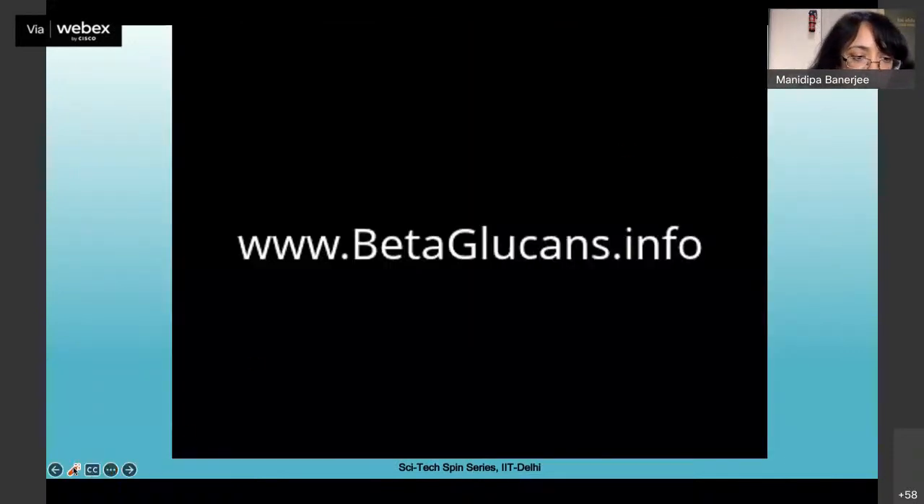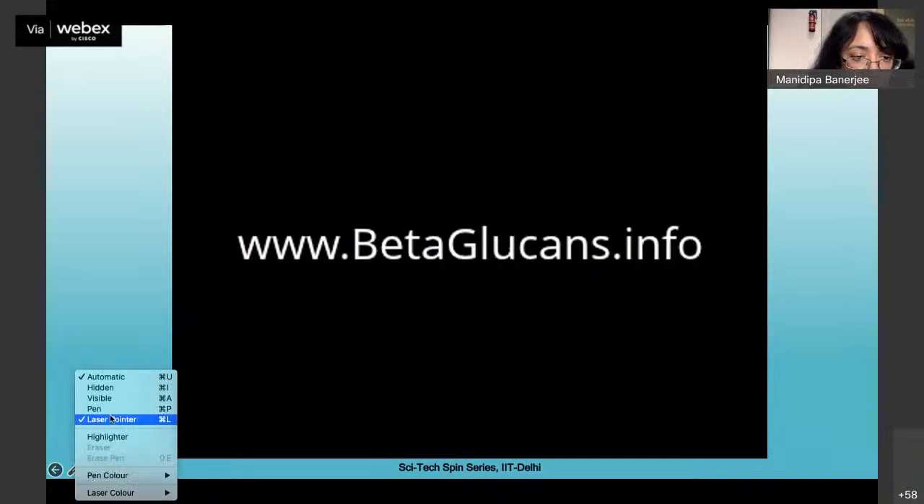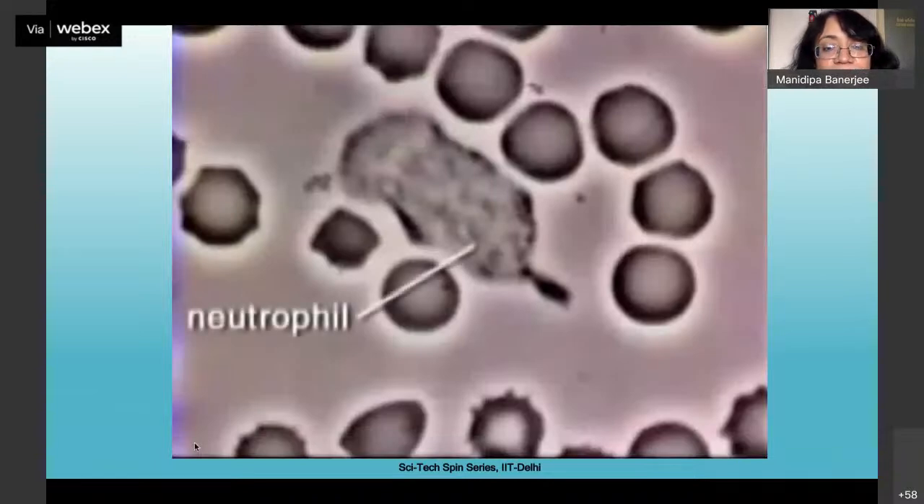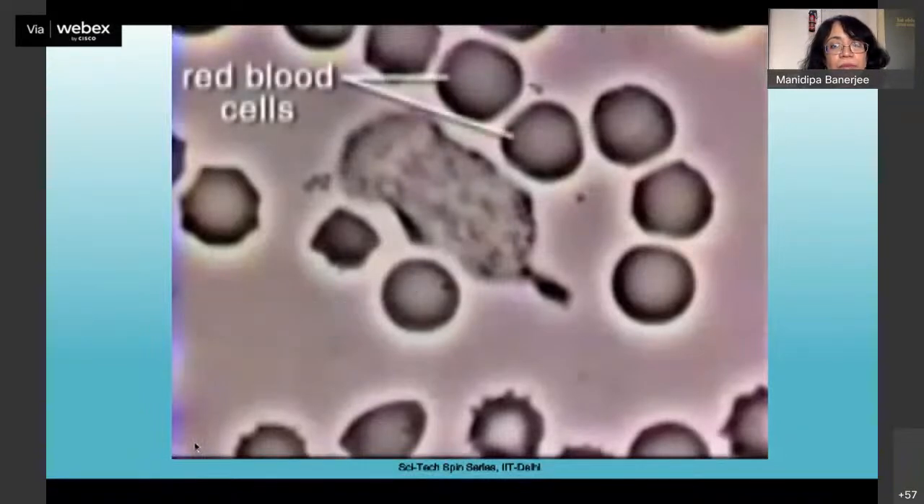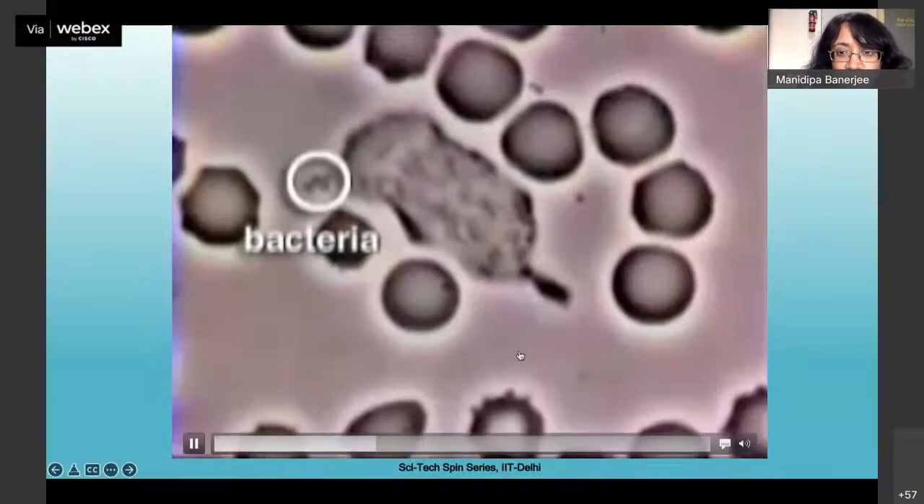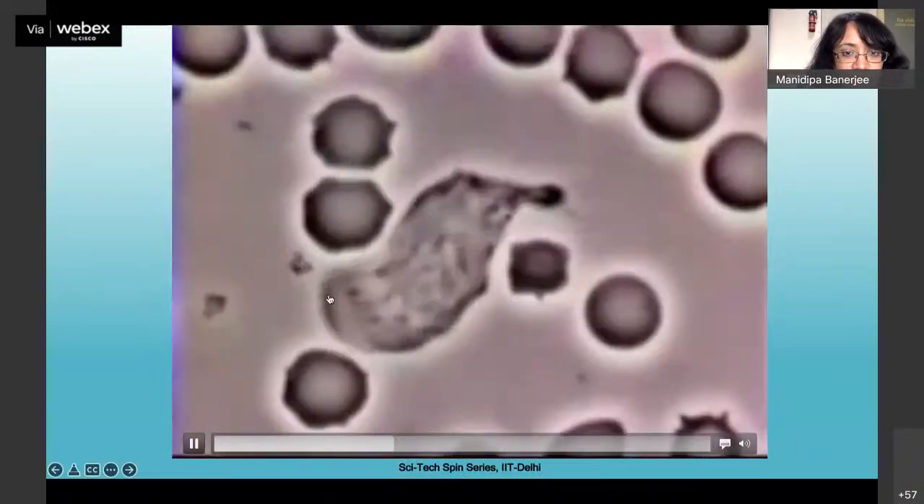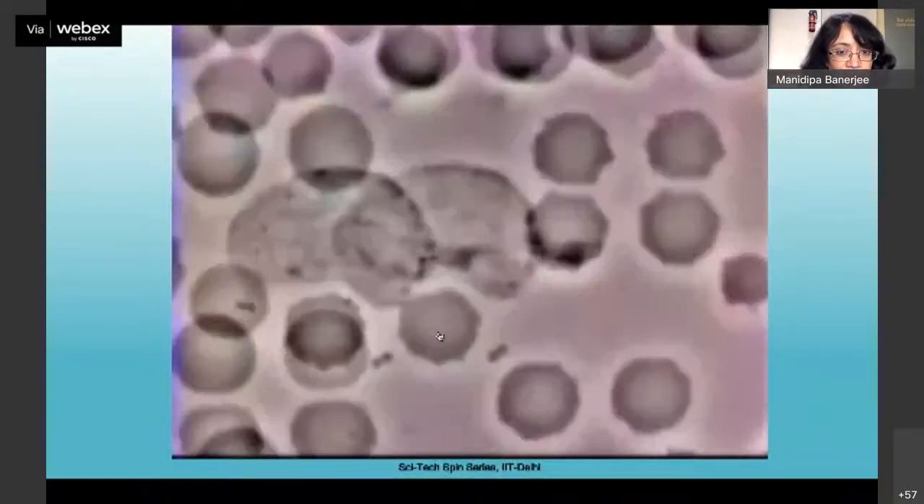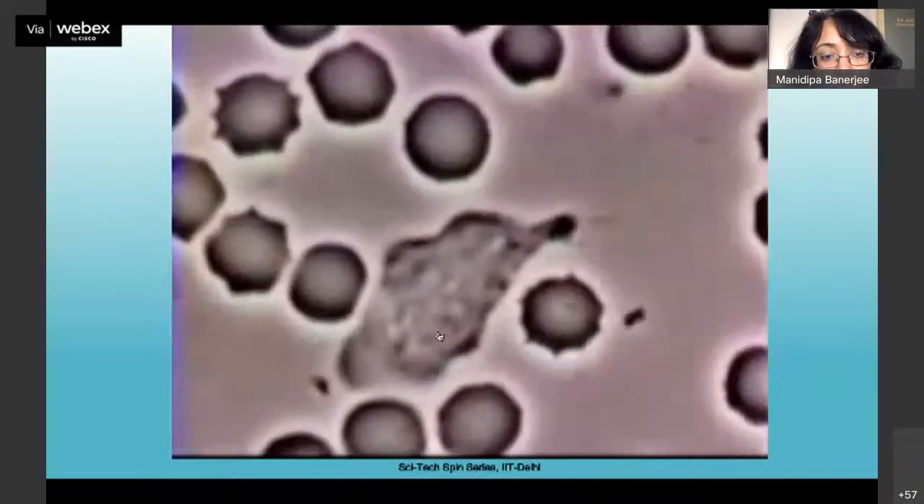So let's look very quickly at a picture of what the innate immune system is capable of. Now, this is a neutrophil. This is a cell that can eat up, chew up a pathogen. This is a bacteria, not a virus, but the principle remains the same. So you can see that these are all red blood cells, and this is the neutrophil. And it is going for the bacteria, right? The bacteria obviously is trying to swim away.